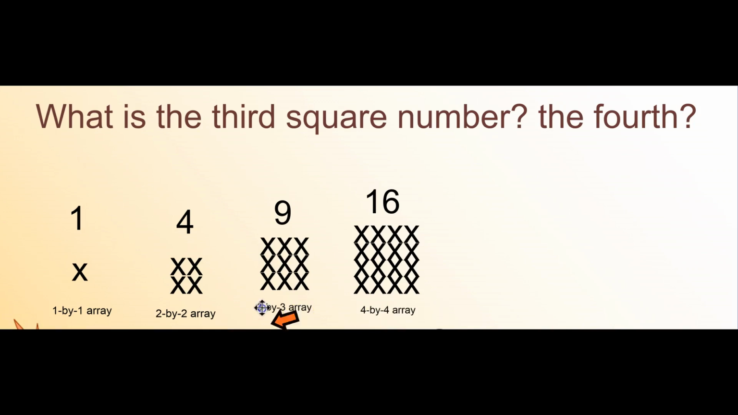Do you see a pattern? 1 by 1 array creates a square number. A 2 by 2 array creates the square number 4. A 3 by 3 array creates the square number 9, the total number in my array. And a 4 by 4 array creates the square number 16. That's the total number in my array. Do you sense a pattern?